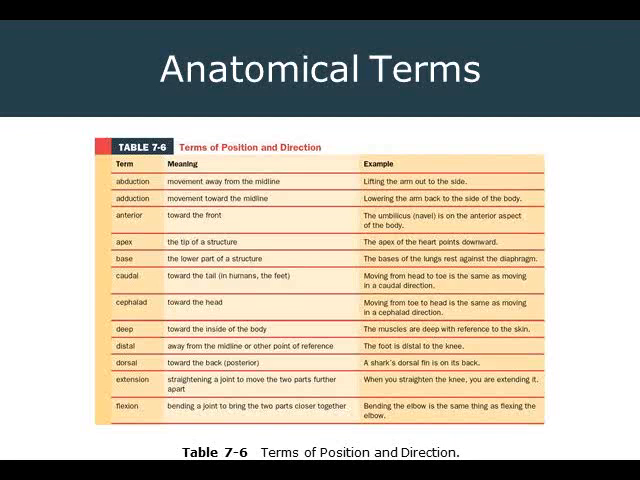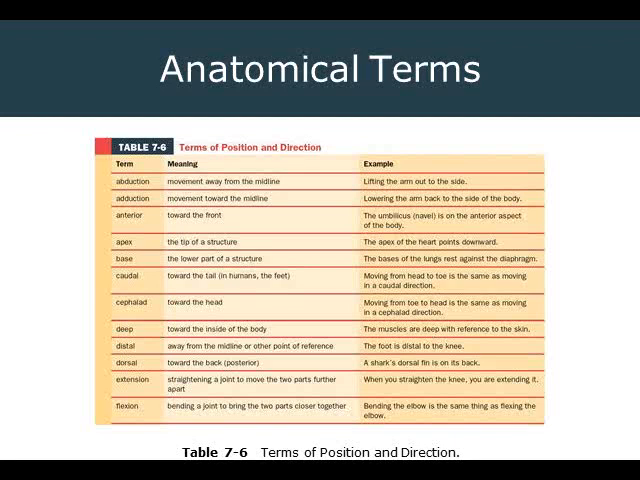Caudal is towards the tail or towards the feet in erect walking animals, so humans. So caudal is towards the feet. Cephalad is towards the head. We talk about hydrocephalus. That means water on the brain, water on the head. Deep, obviously, would be inside. Superficial would be towards the outside. Distal, further away from the point of reference.